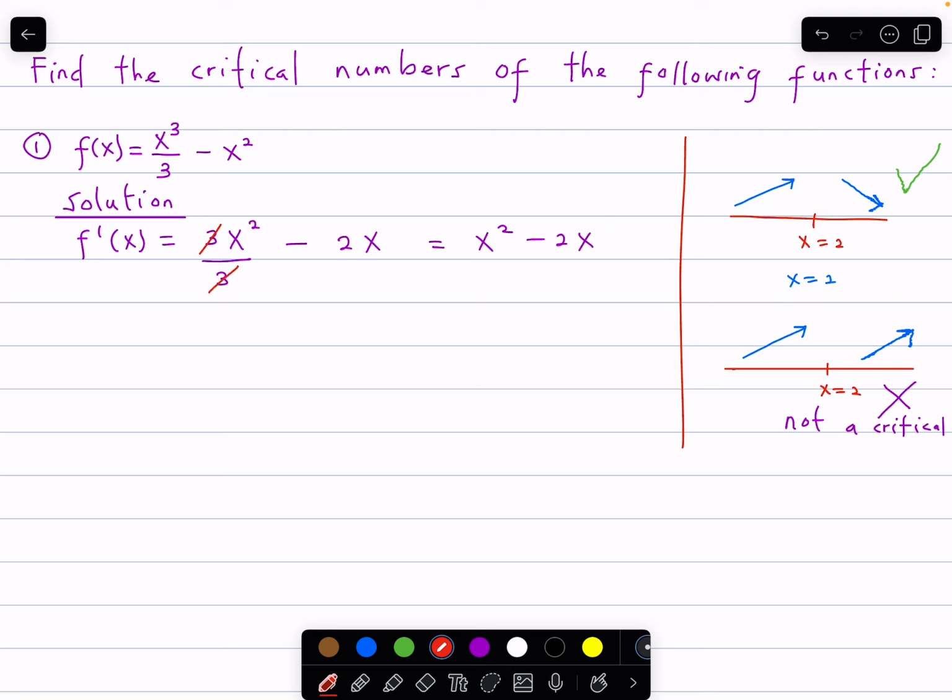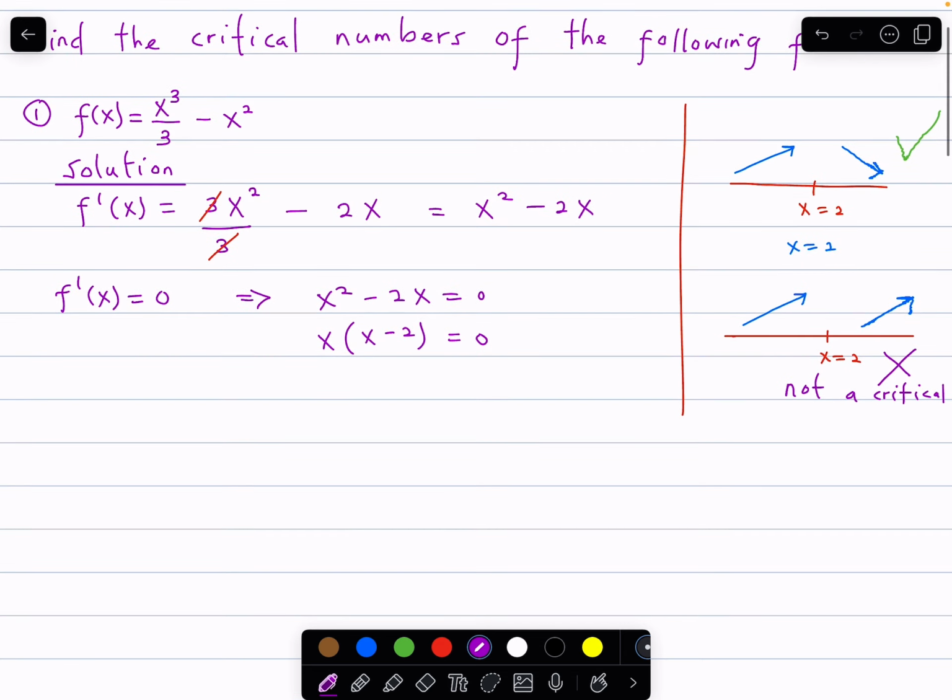Okay, so the next thing I want to do is equate my first derivative to 0. So I have f prime of x equal to 0. This implies that x squared minus 2x is equal to 0. And from here I can factor out an x, so this is just going to be x times (x minus 2) equals 0. Then from here I have that x is equal to 0, or x minus 2 is equal to 0, and from this one I can get x is equal to 2.